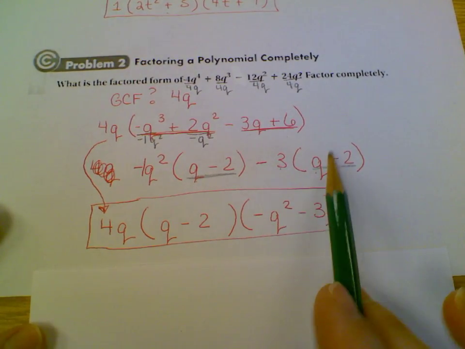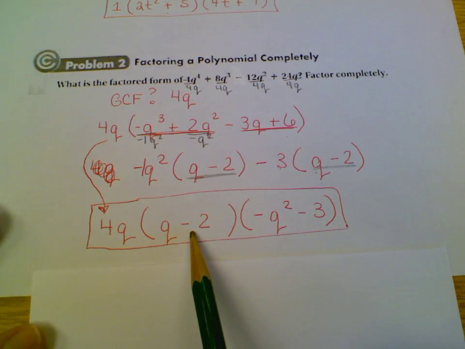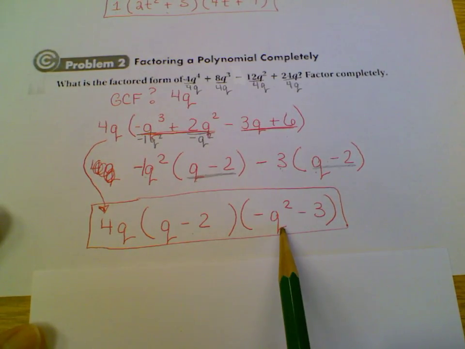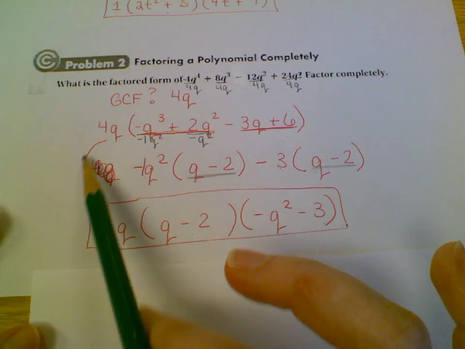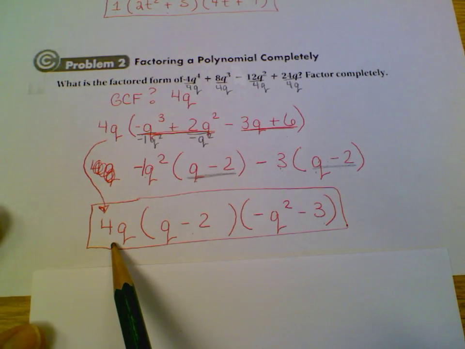So the parentheses stuff was the same, so I'm going to pull that out. Then my two terms get put together, so I get negative q squared minus 3. And then don't forget about that GCF that we had. So that needs to go down there in the front.